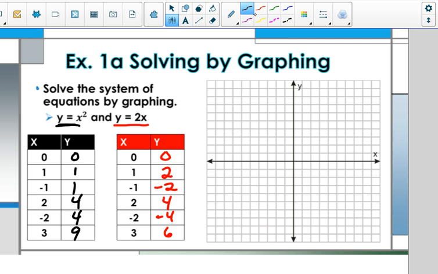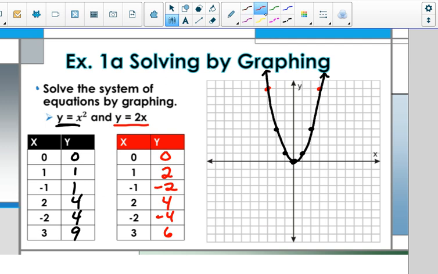So each of these lines are counting by 1, so it's really 10 in all the directions. So I have a 0, 0. I have 1, 1, -1, 1, 2, 4, -2, 4, and then I have 3, 9. 3, 9 would be here. This would also be -3 and 9. So I have my points here, and I can draw my parabola. So there's that first graph.